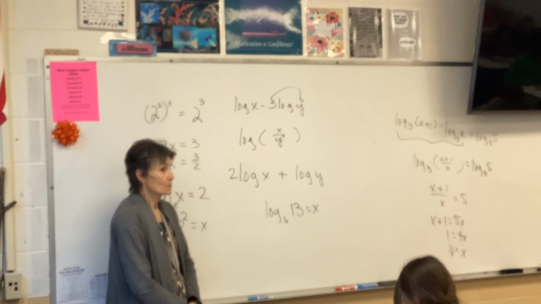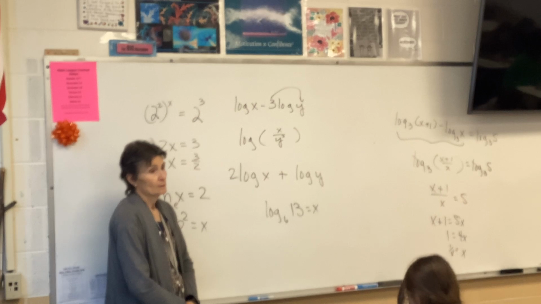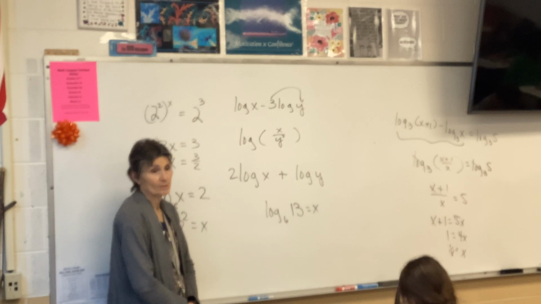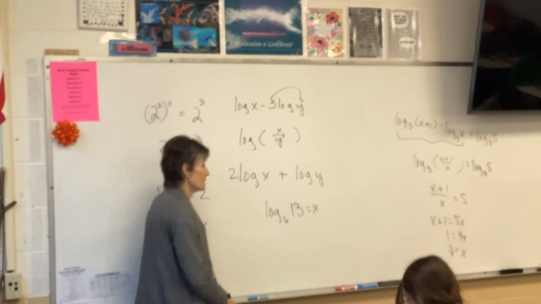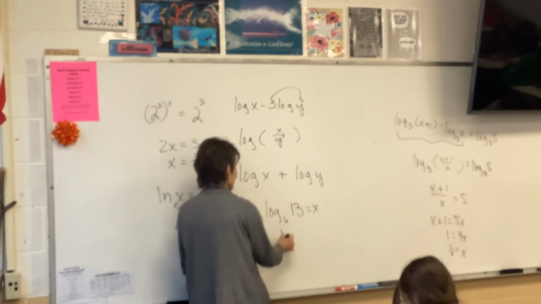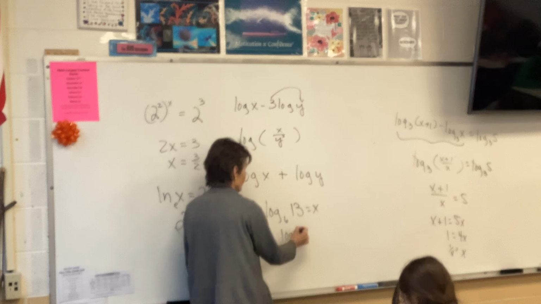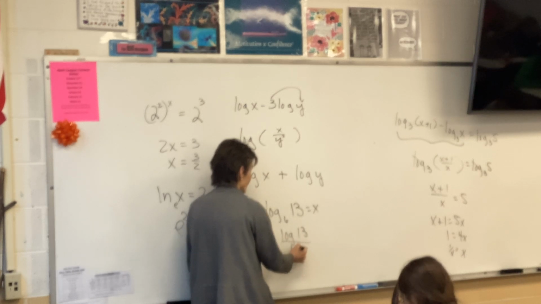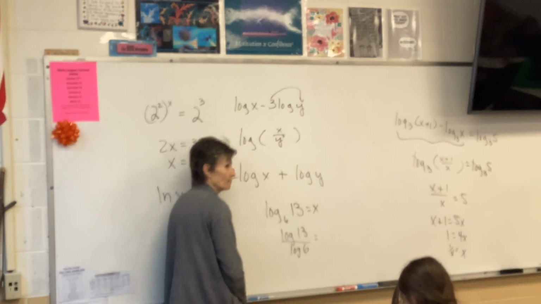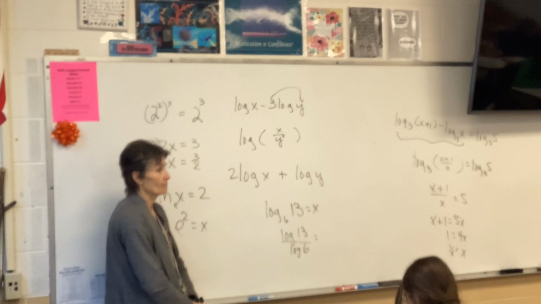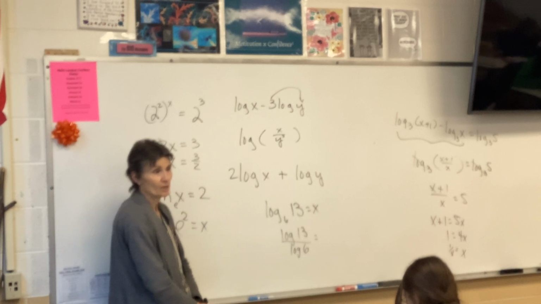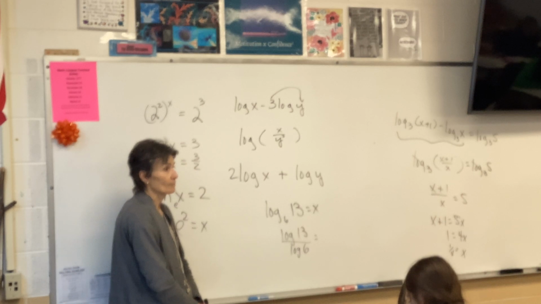All right, so what are the ways we can do this? We did a couple different ways. If we remember, isn't this just going to be log 13 divided by log 6? That's our change of base formula, right?